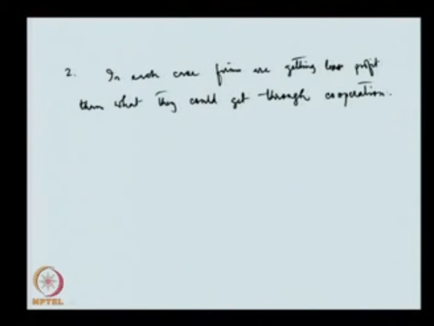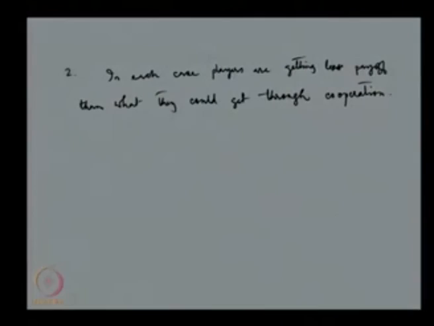So let us say in each case not firms but players, because in prisoner's dilemma the players are the prisoners, in Cournot equilibrium the players are the firms, and in equilibrium they are getting a less profit or less payoff than what they could get if they cooperated. Okay, thank you.